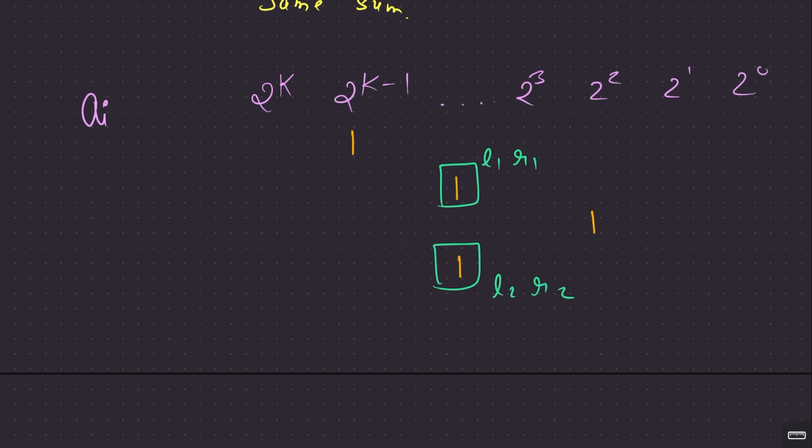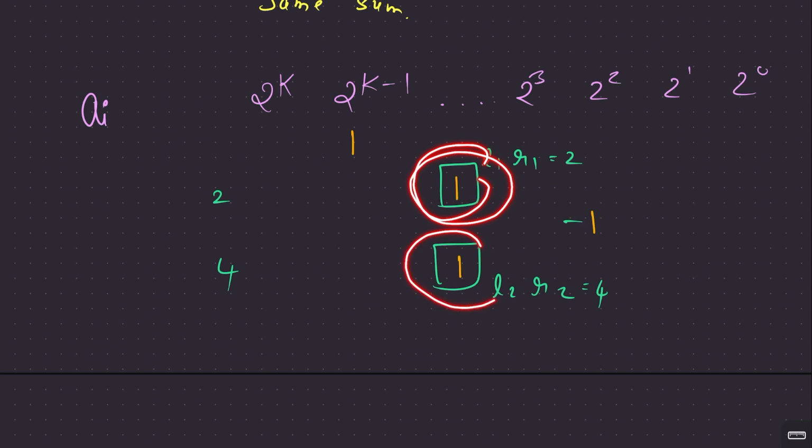If you want to index it, let's say this is the first index guy, this is the second index guy, this is the third index, and this is the fourth index guy. So what you can do is, L1 R1 is actually equal to 2, and L2 R2 is actually equal to 4. In other words, if you have two guys with the same bit set, you've actually got your two non-overlapping segments with the same sum, right?